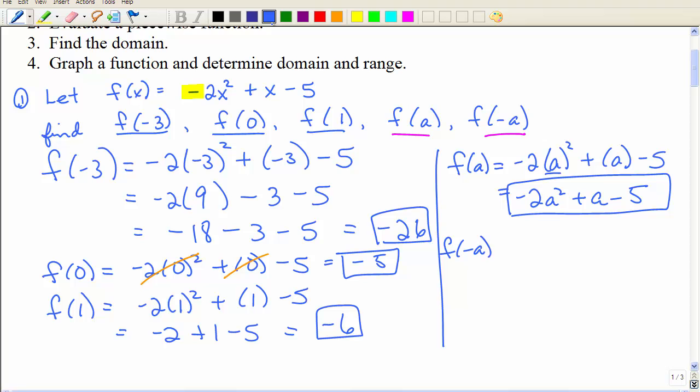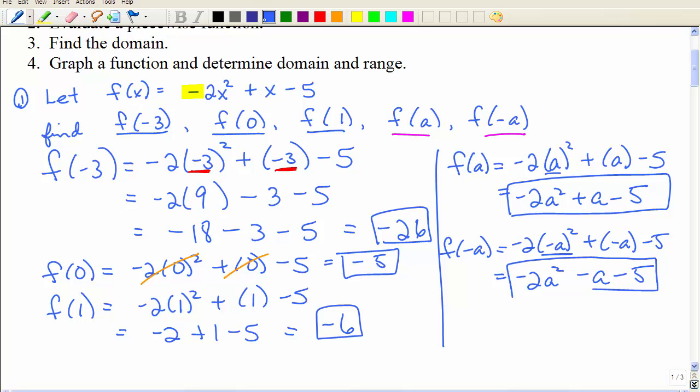Now what about this negative a? Well, just like back here, we just need to take care of the negative signs. So order of operations, I need to square that, and that's going to become positive a squared times negative 2. And so if you wanted to notice, there's not much difference between those two answers except for the middle term. That first term, the a was squared, so whether it's positive or negative came out positive. All right, so hopefully you should feel comfortable with that concept.